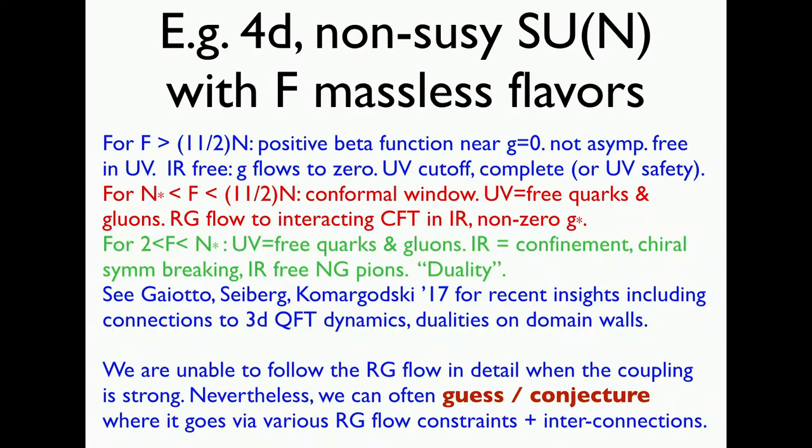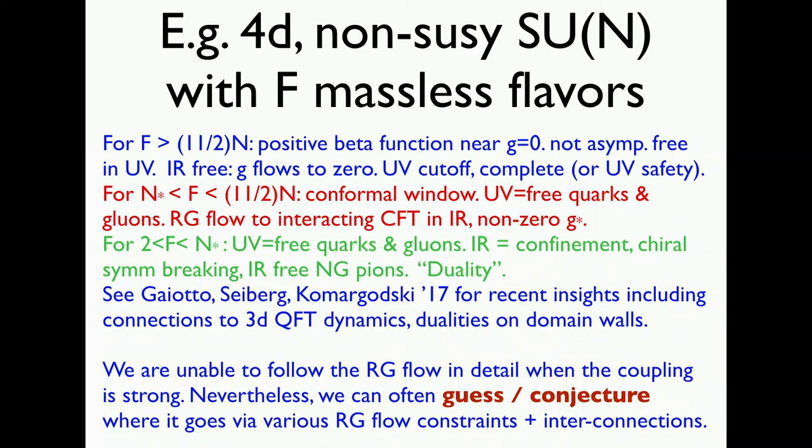And then if the number of flavors is less than that critical value, then in the ultraviolet, we still have free quarks and gluons, but in the infrared, instead, there's confinement, chiral symmetry breaking, and infrared-free Goldstone boson pions. So this is kind of an example of a duality, where the theory in the ultraviolet is free, and the theory in the infrared is free, but they are different theories. And there was some recent progress in this paper by Gaiotto, Seiberg, and Komargodski, with recent insights, including connections to 3D quantum field theory dynamics and dualities on the domain walls.